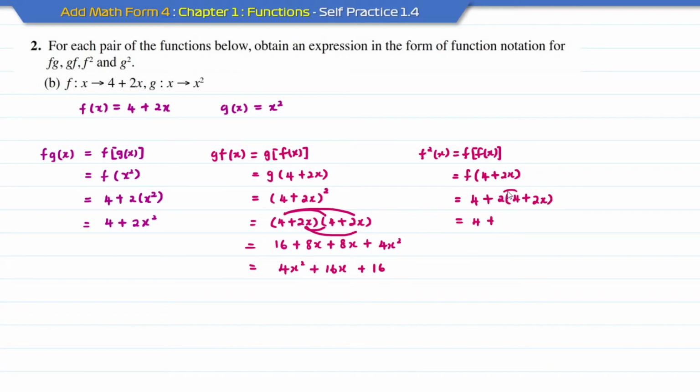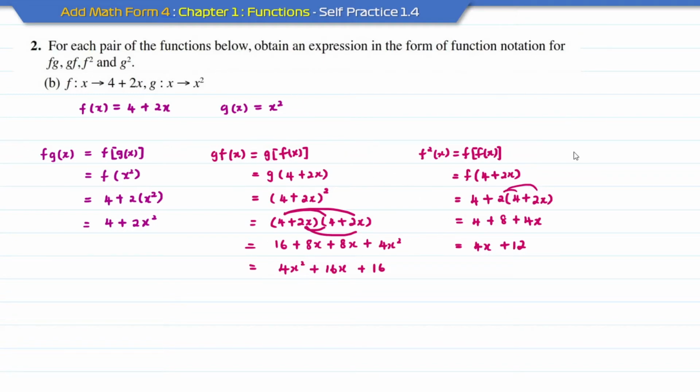Expand this, then I'm going to get 4x. So finally I'm going to get 4x plus 12. This 4 plus 8, I'm going to get 12.